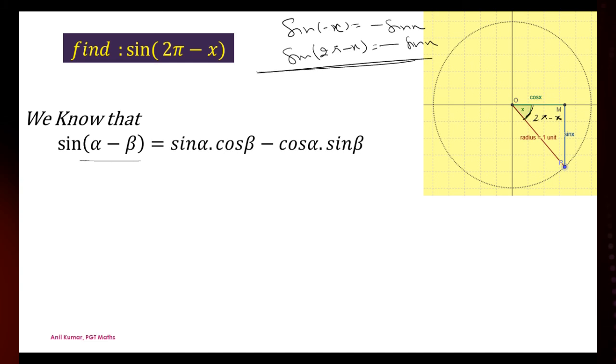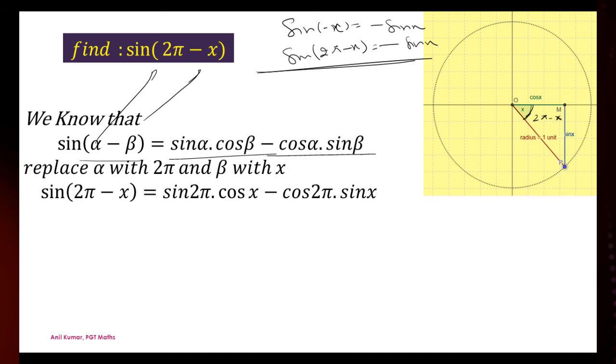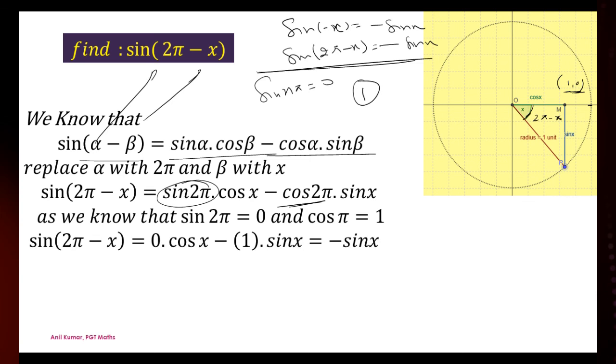Even then, let's find out sine alpha minus beta, which is sine alpha cos beta minus cos alpha sine beta, and replace alpha with 2 pi and beta with x. So sine 2 pi is 0 because sine is 0 at multiples of pi, and cos 2 pi is 1. So at this point it is 1 comma 0. So cos will become 1 and sine will become 0. So let's put sine 2 pi as 0, cos 2 pi is 1, and it is minus sine x.